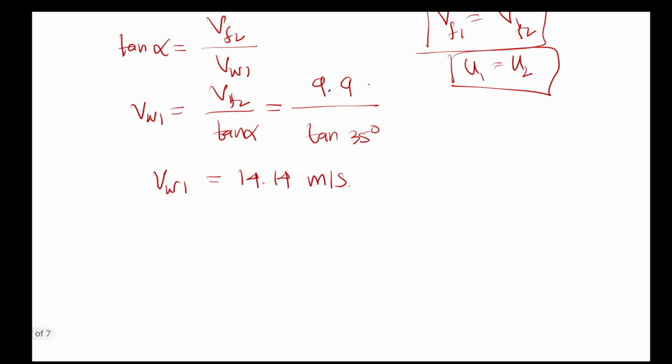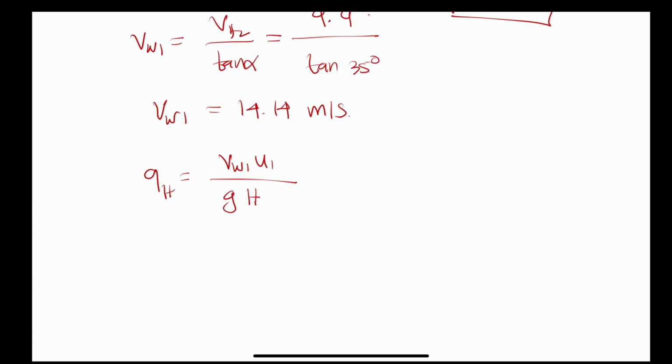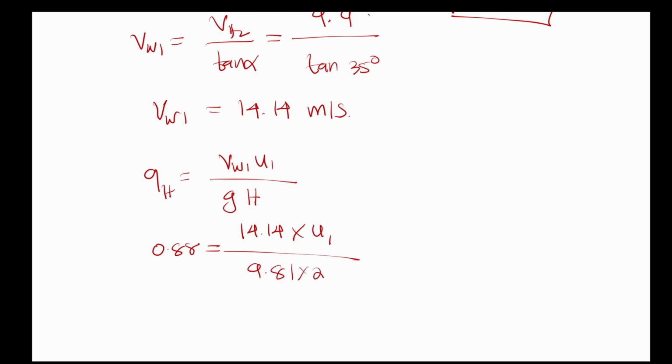Then try to substitute in case of hydraulic efficiency. We know that it is Vw1 U1 divided by gH. So here we know the hydraulic efficiency is 0.88, which is given in the question, and we got Vw1 as 14.14, times U1, which we don't know, divided by 9.81 times 20. From here you will get the value of U1 as 12.21 meter per second.